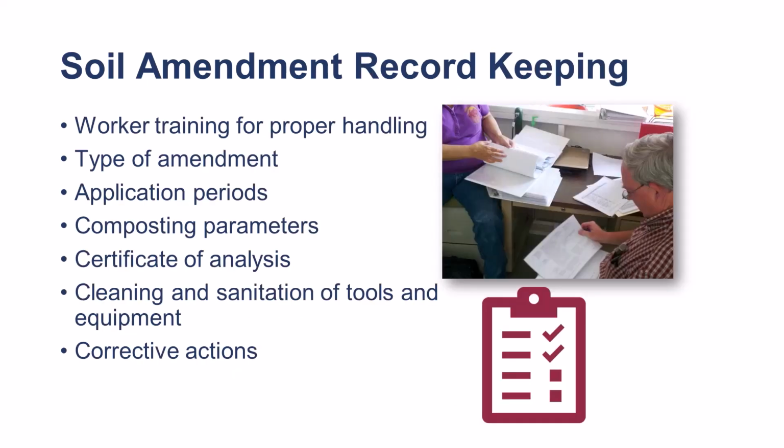It is important that records are kept for soil amendment treatment, handling, storage, and application. Records should include worker training, the type of amendment that is used for what crop, the application periods, the treatment that was used, or a proper certificate of analysis, cleaning and sanitation of tools and equipment, and any corrective actions in the event of cross-contamination events caused by runoff events or contact with contaminated tools or equipment, overspray, and treated and untreated amendments that may have commingled.